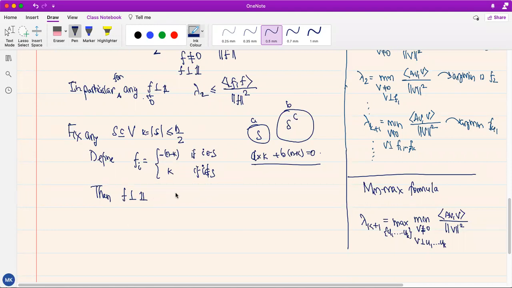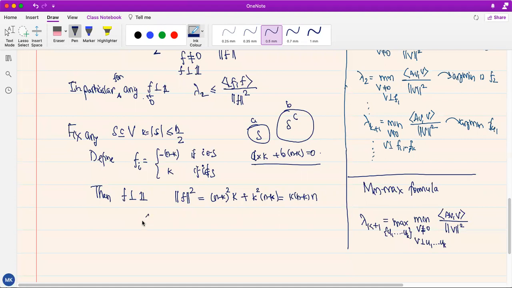So let's calculate the norm squared of F. What is the norm squared of F? This value squared will come how many times? K times. And this value squared will come how many times? N minus K times. So if I pull out K into N minus K as a common factor here, I am left with N minus K here and a K here that will add up to N. So K into N minus K into N. That is the L2 norm squared of F.